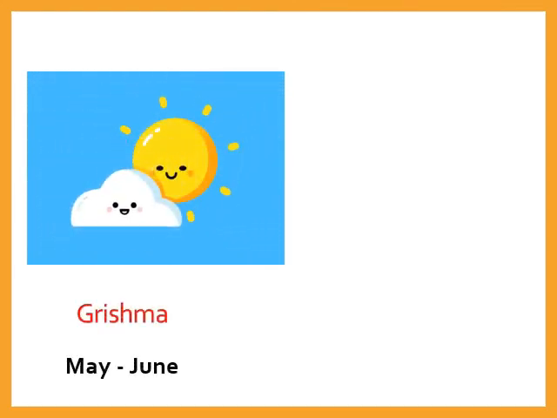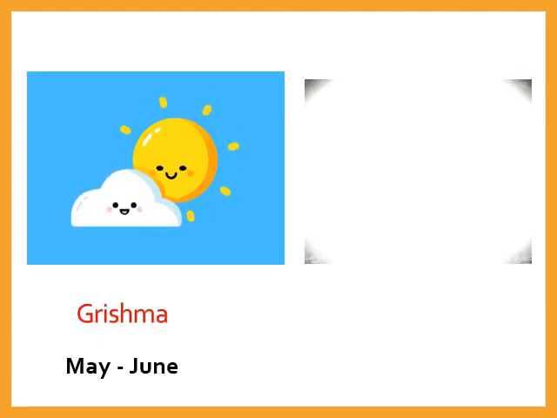The next is Grishma season. It is the summer season. It is very hot and we wear light colored cotton clothes. We like to stay indoors with fans, coolers or AC switched on. We enjoy having cold drinks, ice cream, etc.